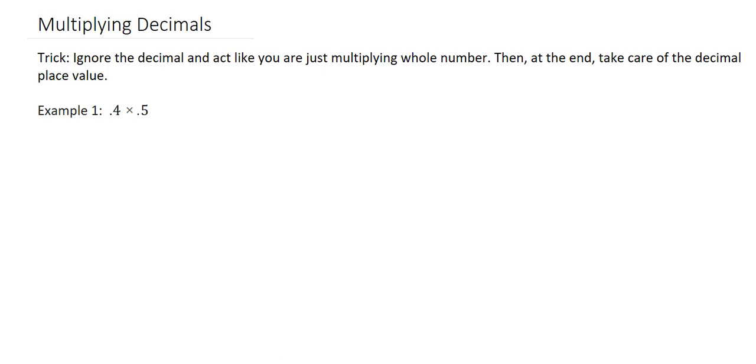Multiplying decimals. So the trick is to ignore the decimal and act like you're just multiplying the whole number. Then at the end, we'll take care of the decimal place value. So let's look at the first example. We have 0.4 times 0.5.